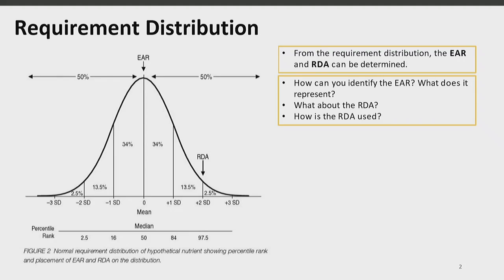One thing we want to remember is that when we're talking about a requirement distribution, if you recall, this is based on a depletion repletion curve experiment that was done. Essentially the EAR is set at 50% at the mean or the median. And then the RDA is calculated as 2 standard deviations above that median, right?